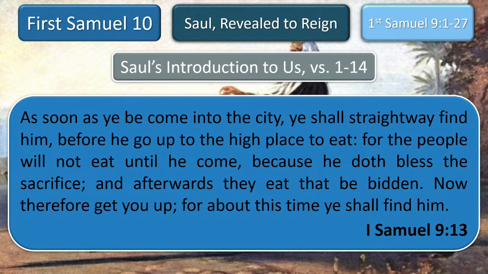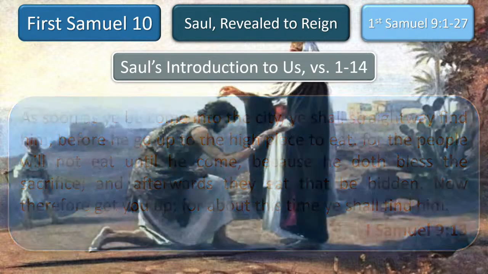So they say, now therefore, get you up, make haste, get going, for about this time ye shall find him. And again, remember that Saul and the servant have no bread, and they have no money that they're going to be able to spend, because what little they do have, they're going to try to give it to the prophet. But here we see there's something very interesting, and that's the providential meeting.